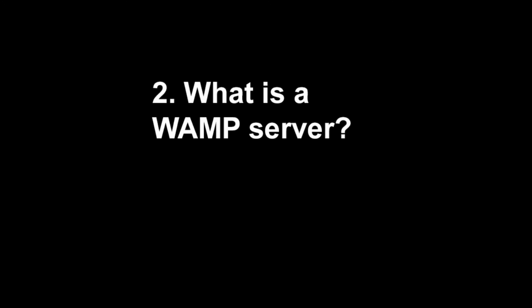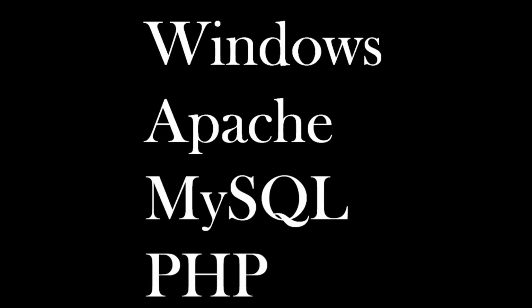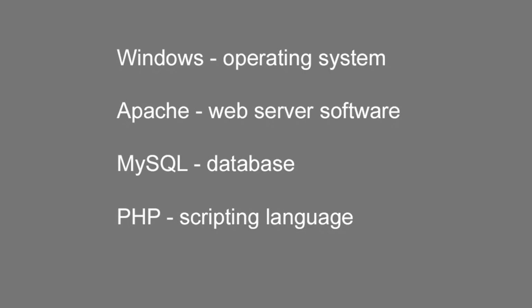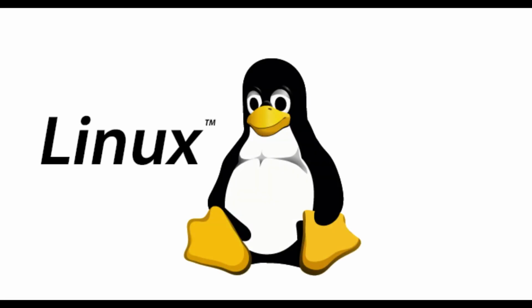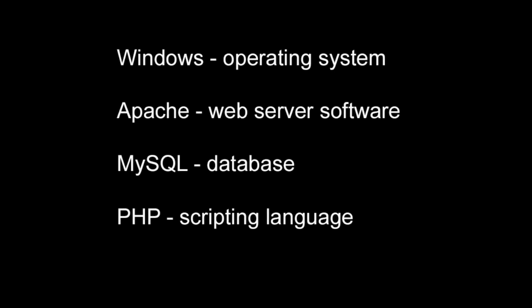What is a WAMP server? WAMP means Windows, Apache, MySQL, and PHP. Windows is the operating system. Oftentimes with the server you will use Linux as your operating system, but Windows is perfectly fine for a test server. Apache is the web server itself.